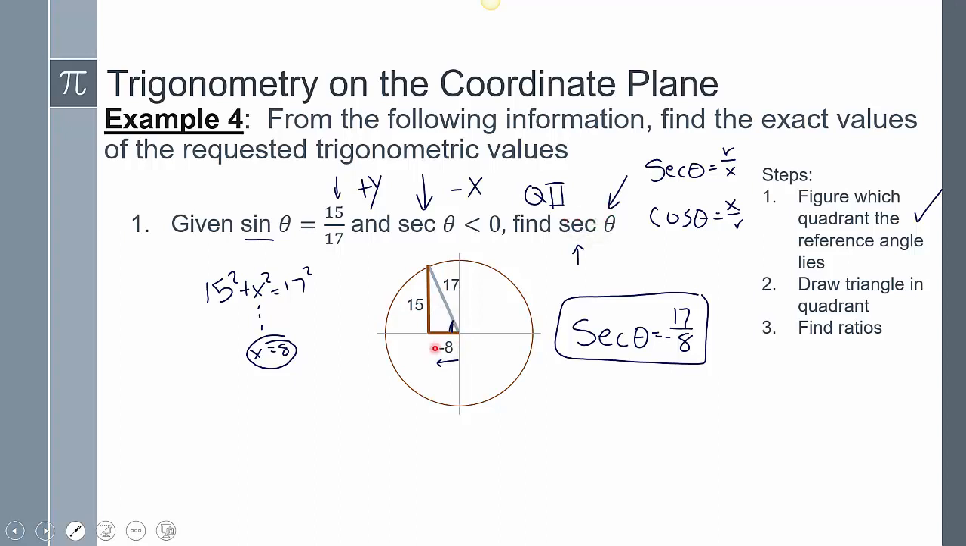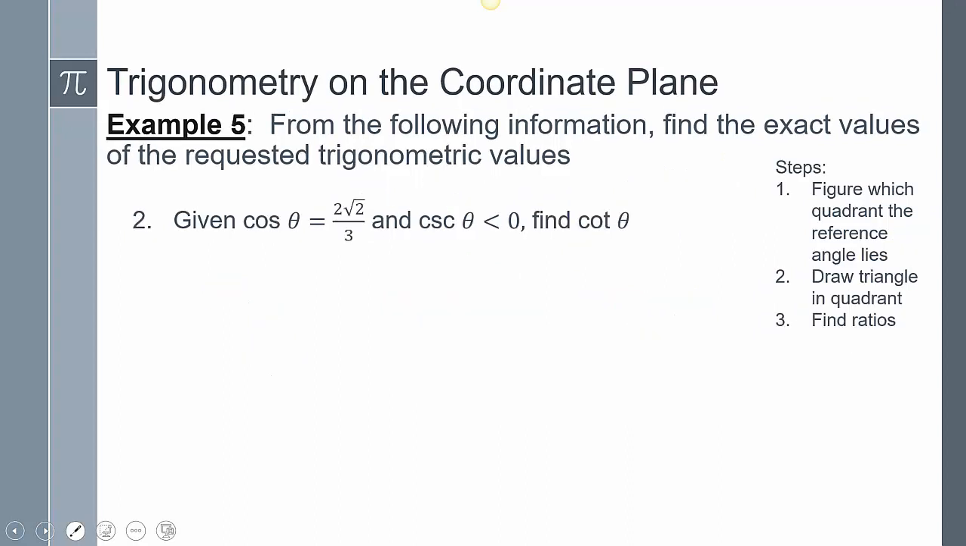Well, I needed this x value to find that, and so I used the Pythagorean theorem to find that missing value. And then I was able to say that my ratio, step 3, is going to be negative 17 over 8. Next example.